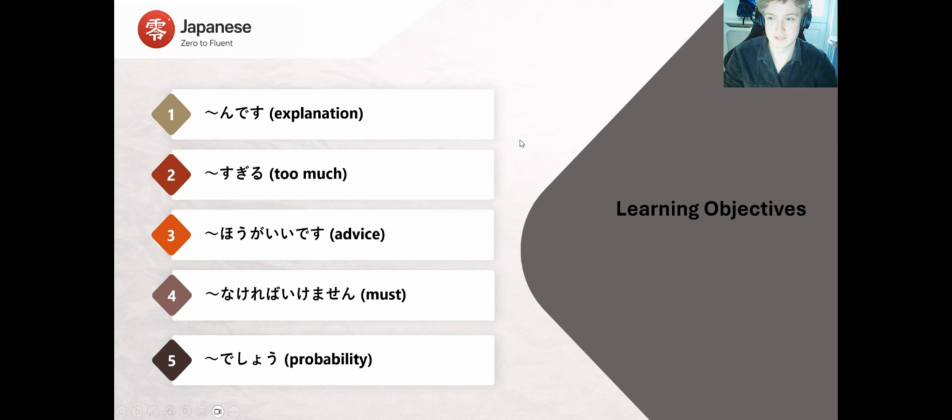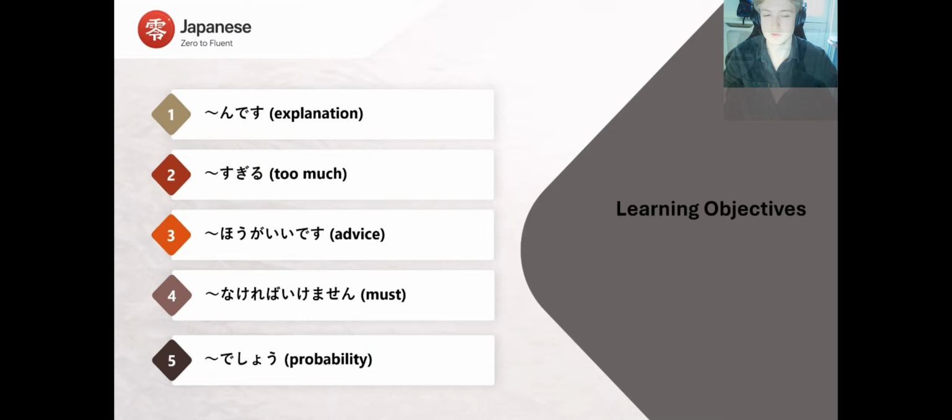For the learning objectives, we have 5 today. We have ndes slash no des, which is a way to explain something. Sugiru, which is a way to say something is too much. Hou ga ii desu, which is to give advice to someone. Nakereba ike masen is where you're obligated to do something, you have to do something. And de shou, which is a speculative way of saying probably or am I right or I think.